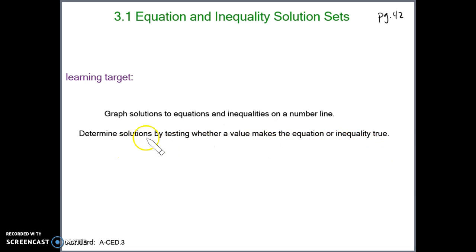So we're going to use this trial and error method. It should be page 42 if you've been staying diligent with your notebook.